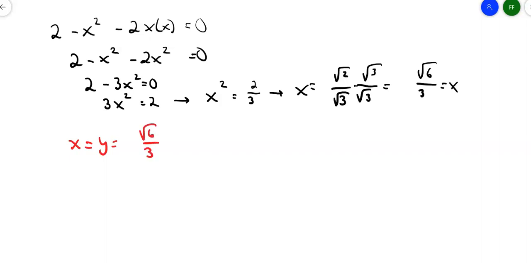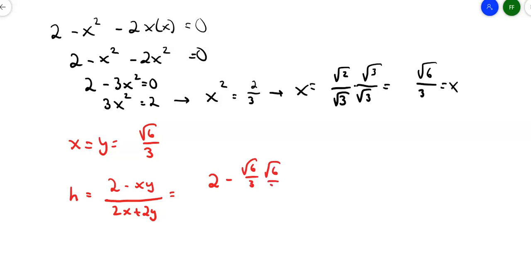What is the height? Remember way back at the beginning, I'm going to flip my paper over so I can pull the function up here. Way back at the beginning of this problem, we said height was 2 minus xy over 2x plus 2y. And now we have to throw in those values we got for x and y, and we'll find the height. So I end up with 2 minus root 6 over 3, root 6 over 3 over 2 times root 6 over 3 plus root 6 over 3.